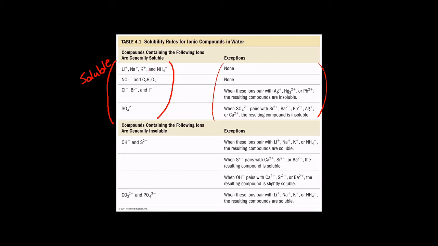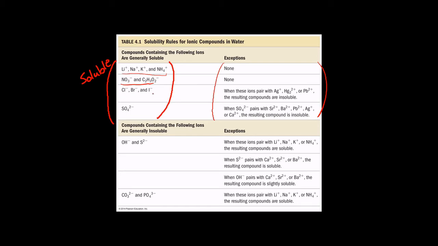I will make a distinction here. We're not saying that they are going to infinitely dissolve. There is a limit to how much will dissolve, but you will be able to get some, at least. Some of the molecule will dissolve. So that is always going to be the case for any molecule that contains any of these ions. Same thing with nitrate and acetate. There are no exceptions. Those are always going to be soluble.